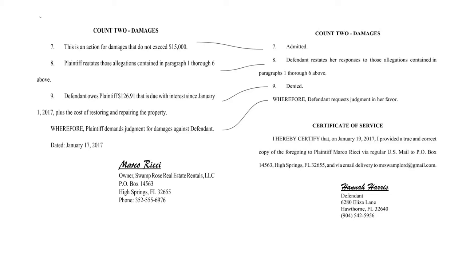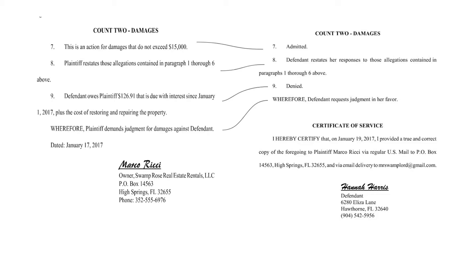This is a very common paragraph that you'll see in complaints that have multiple counts or causes of action. The best response is something that just mirrors the paragraph and reads something like this: "Defendant restates her responses to those allegations contained in paragraphs 1 through 6 above." That just makes sure that whatever was admitted before remains admitted, and anything that was denied remains denied.